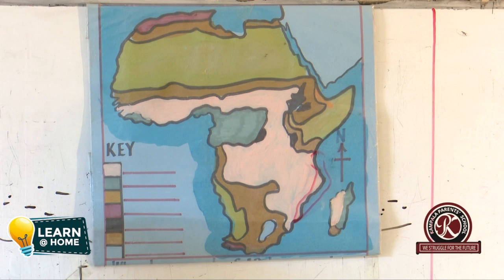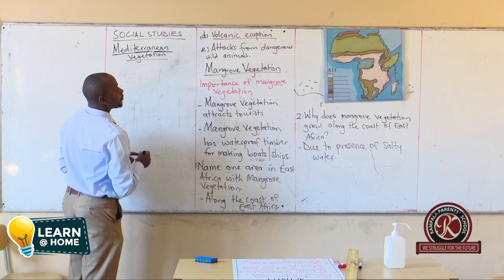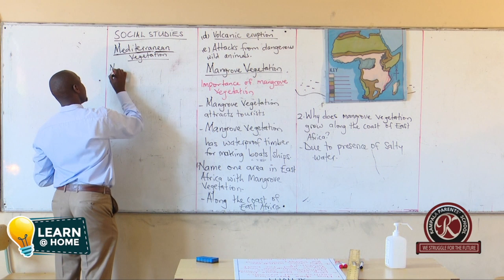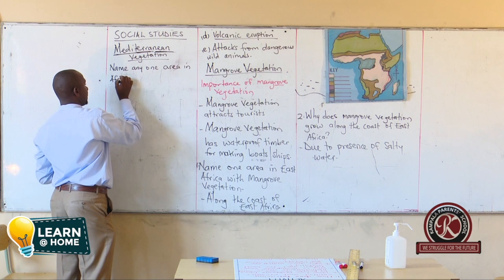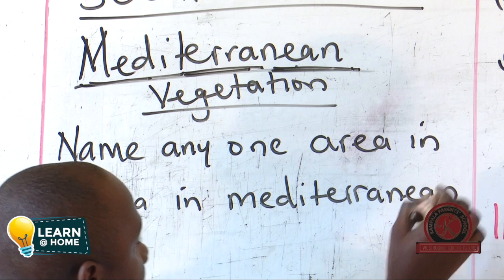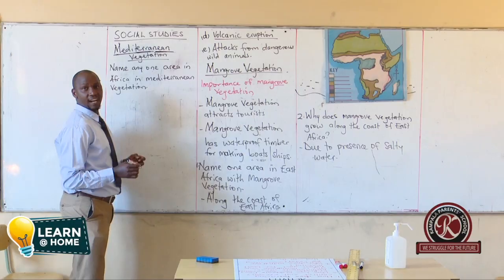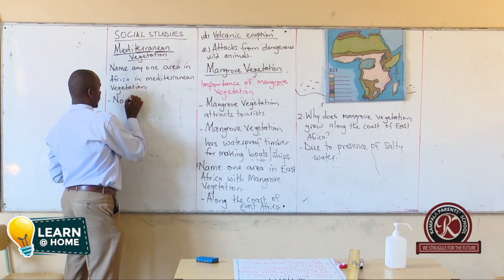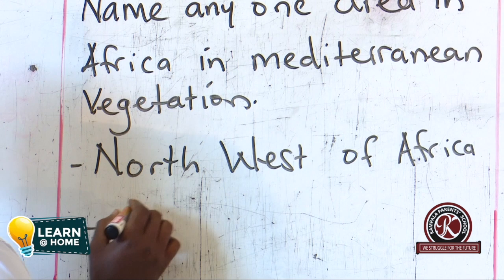So to begin with, I've talked about the location. Okay, we can have a question. Name any one area in Africa with Mediterranean vegetation. Name one area in Africa with Mediterranean vegetation. Yes, Mande in Magamaga. I'm really happy that you're following. Tell us the answer. He's saying northwest of Africa. Northwest of Africa. Yes, Ivan. He's saying southwest. Southwest Africa.